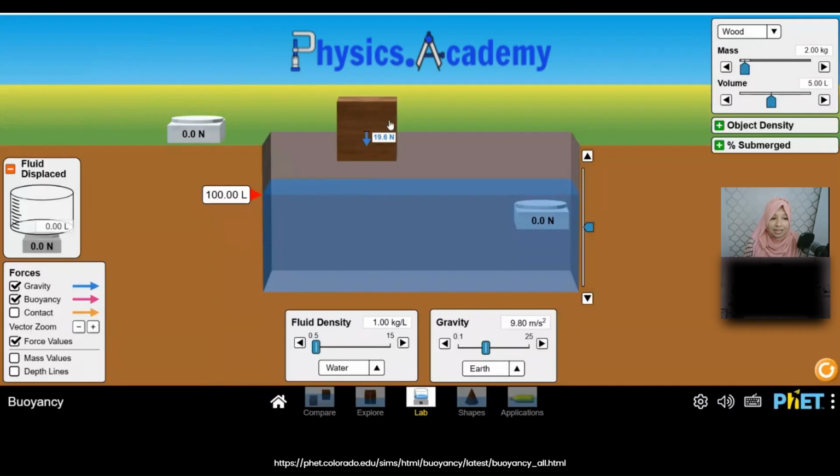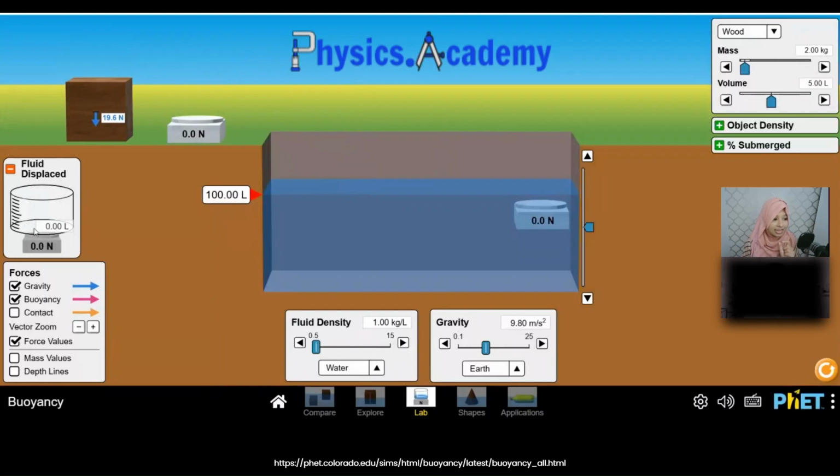Okay, very good. So what's the level that you see right now of the liquid? Exactly, 100 liters. And now if we drop this block in the water, obviously it will rise up, but whatever liquid it displaces to take its place inside the tank will be collected in the container over here. So it says fluid displaced, exactly. The amount of liquid displaced by the block when we drop it will be collected in this container over here, okay?